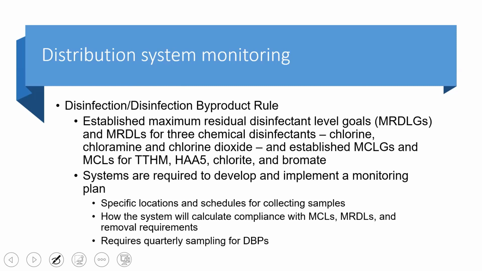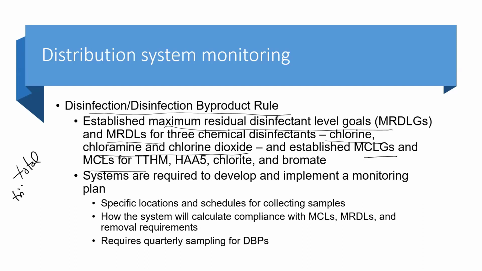Okay. These are regulated under what is referred to as the disinfection byproduct rule. And there are maximum residual disinfectant goals and levels. So the levels are mandated and they're enforceable. Goals are not enforceable. And there are levels for 3 disinfectants: chlorine, chloramine, and chlorine dioxide. And then there are maximum contaminant level goals and maximum contaminant levels for what we refer to as total trihalomethanes.